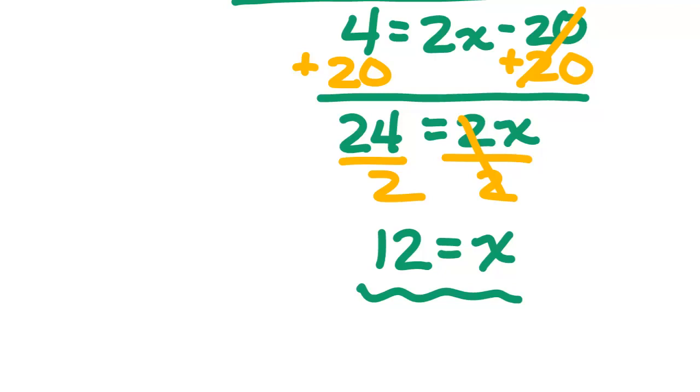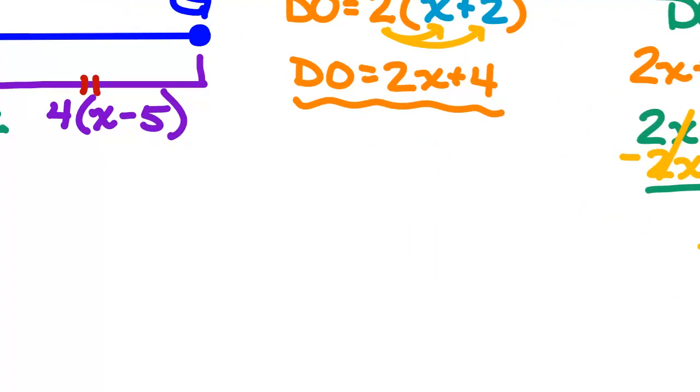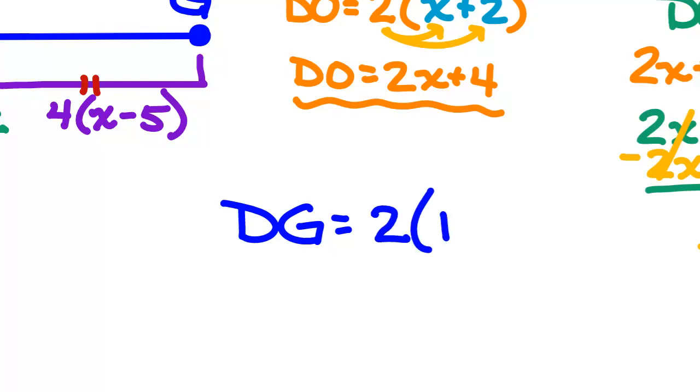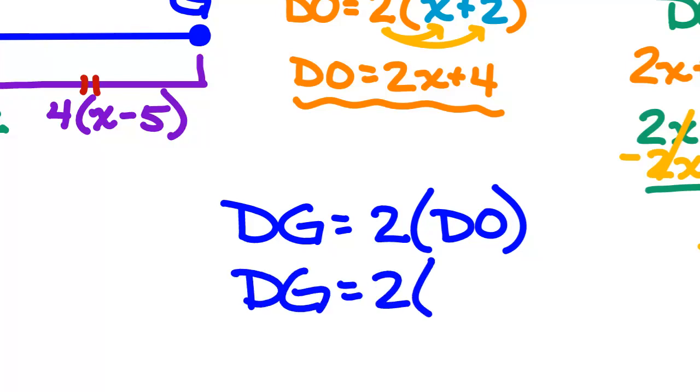They asked me to find the length of DG from here all the way over to here. Well, DG is the same size as 2 segments that are as big as DO. Because DO, this segment right here, is the same size as OG. So 2 of these gives me that whole line segment. And earlier we found out that DO is 2x plus 4.